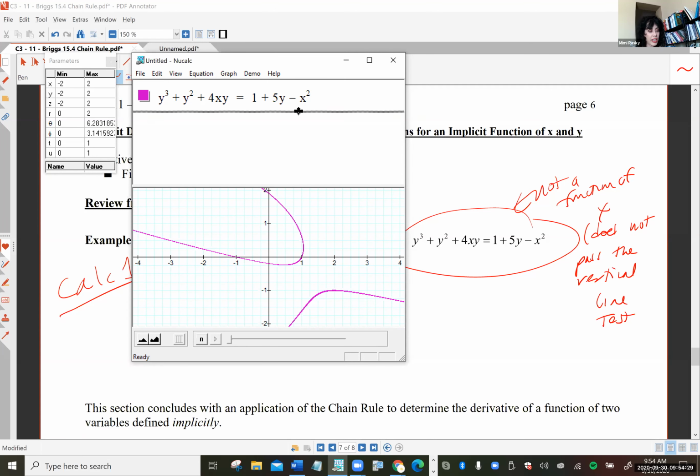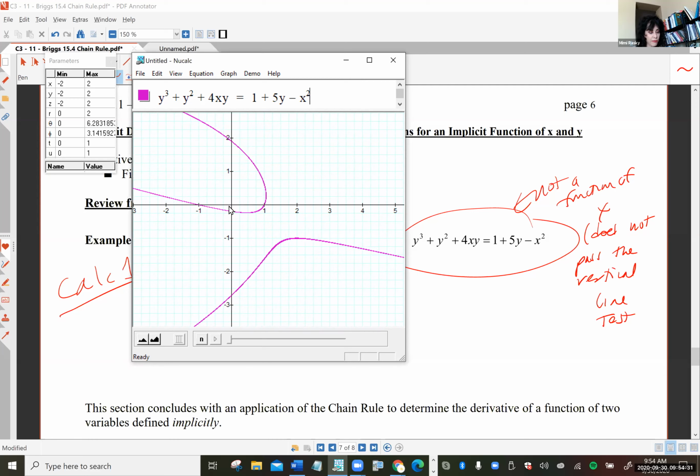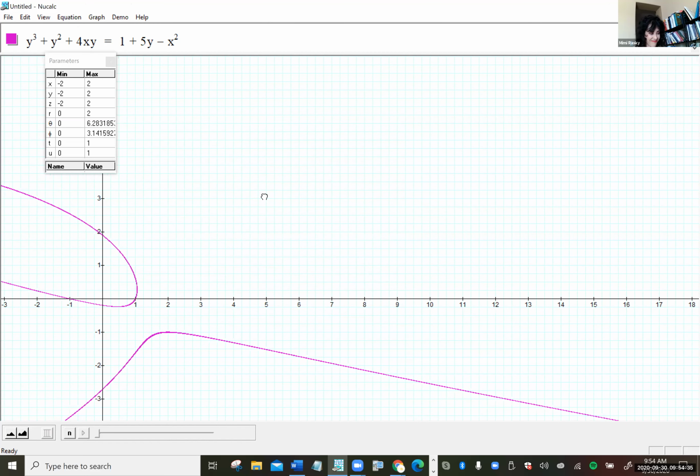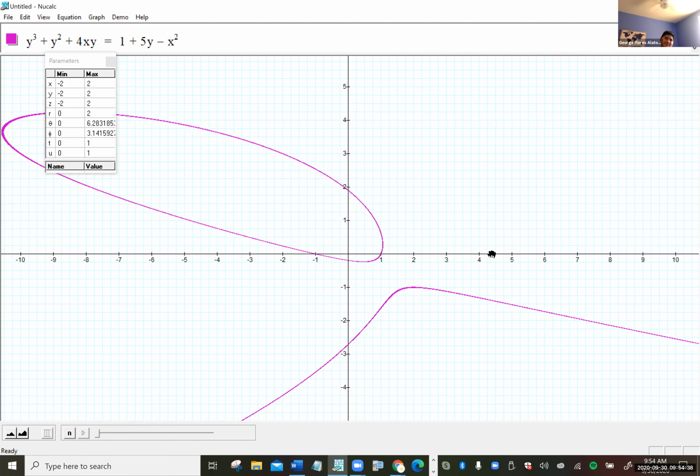Okay, so check this baby out. Ooh, that is some funky looking graph. Can you guys all see that okay? Can you tell that it's not going to pass the vertical line test? But here's the thing. I could pick a point anywhere on one of these funky curves, like right there, and ask, what would the slope of a tangent line be at that point?